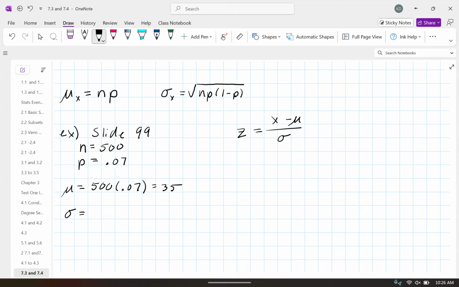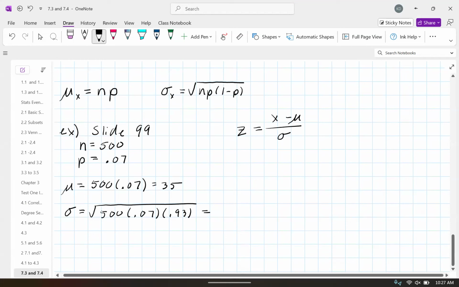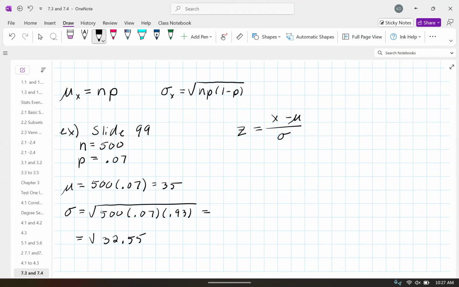My standard deviation is the square root of 500 times 0.07 times 0.93. And we already calculated the inside value of this, but that's okay. Let's go to the other version of this. And I get the square root of 32.55, which is approximately 5.7. It's good enough for us.